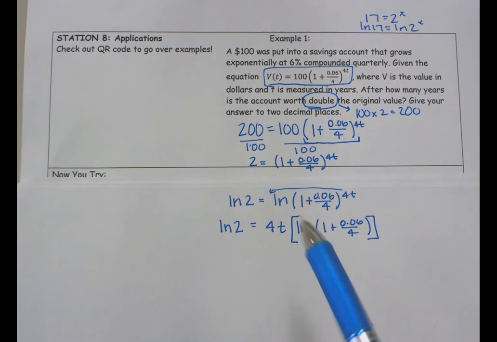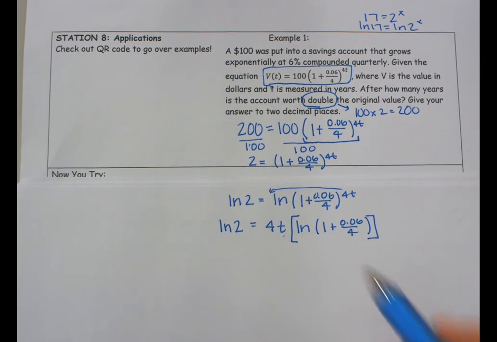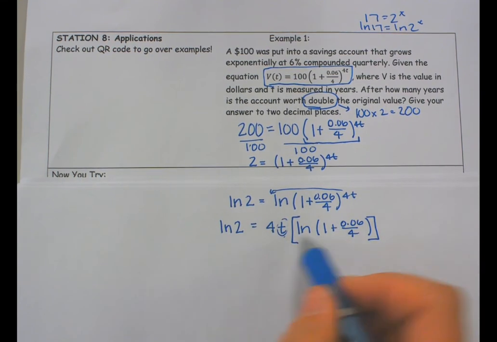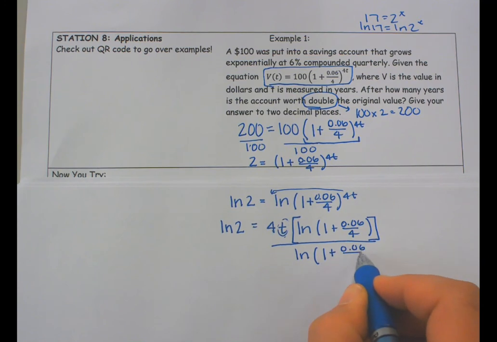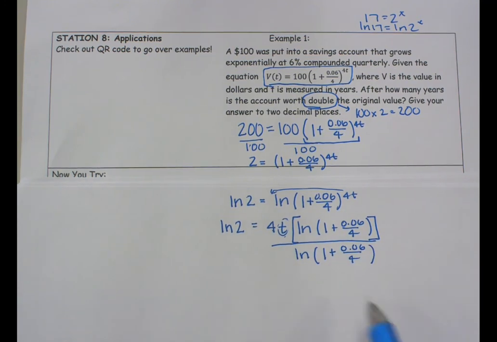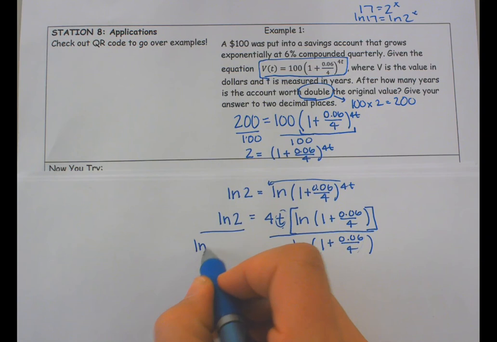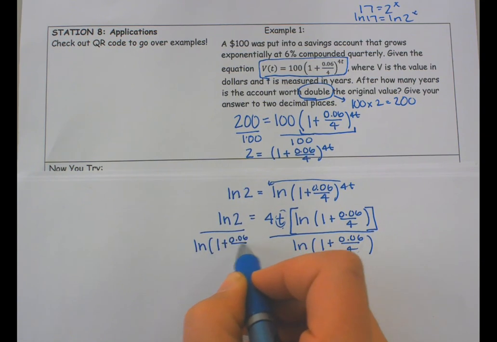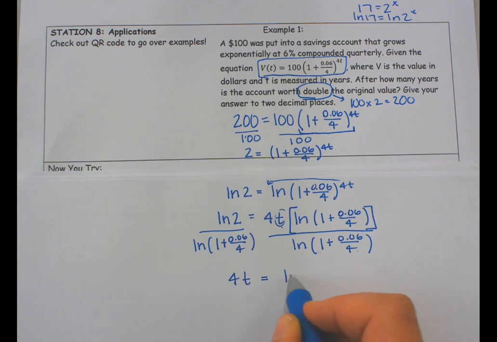And so now the goal is to get t by itself, so we're going to want to do some division in order to get t by itself. What I can do here is divide by this natural log. I know the number in the parentheses is sticky, but I would rather keep it like this and then just get the decimal number at the end. So if I divide that side by the natural log, I have to divide this side by the natural log. So really what I have now is 4t equals the natural log of 2 divided by the natural log of 1 plus 0.06 divided by 4.